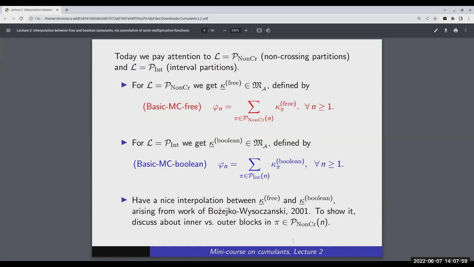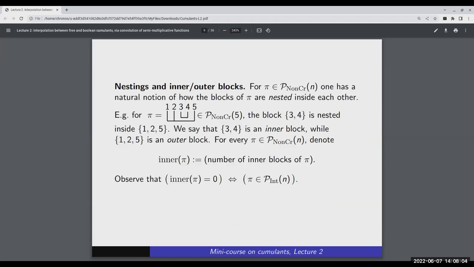For that, today we look at non-crossing partitions, and there is this business of inner and outer blocks. If the partition has no crossings, then it becomes relevant to look at the nesting structure of the blocks, because the blocks, since they cannot cross, are naturally nested inside each other. For instance, this is an example with just two blocks, and you see 3, 4 is nested inside 1, 2, 5. The block which is nested into something is called an inner block, while a block which is not nested into anything else is called an outer block. So this pi of my example has one inner block and one outer block.